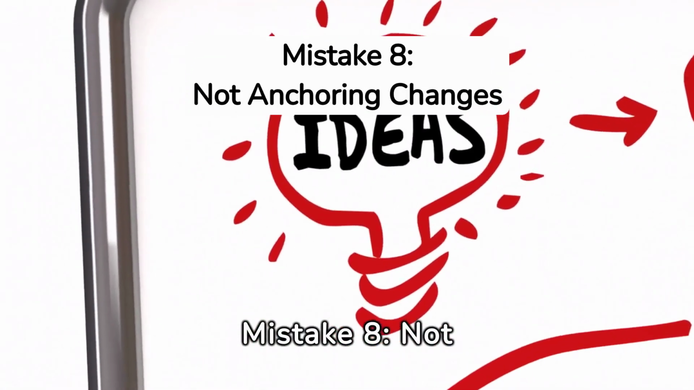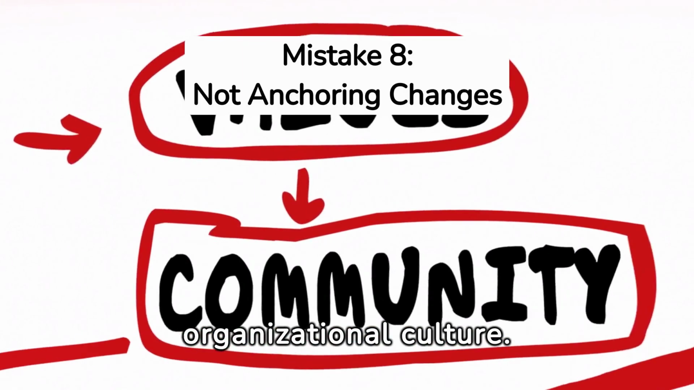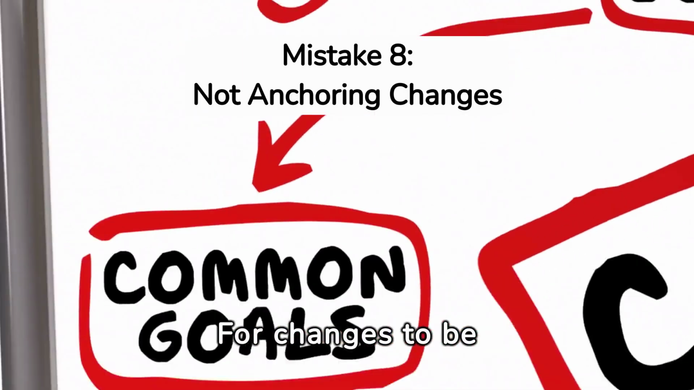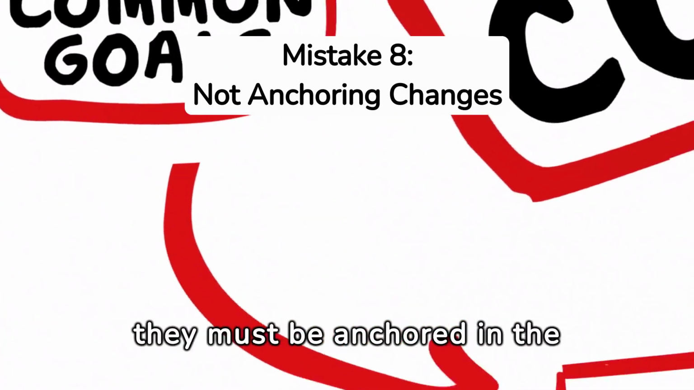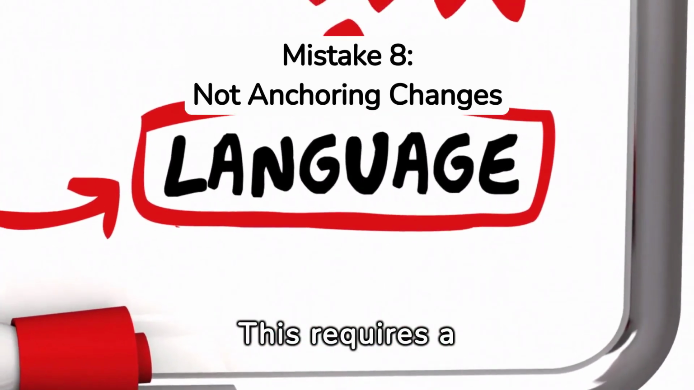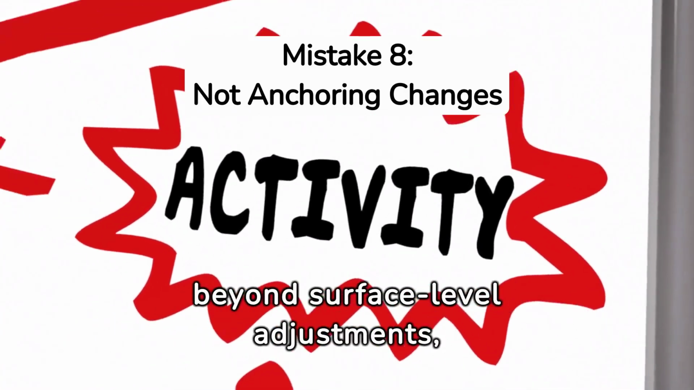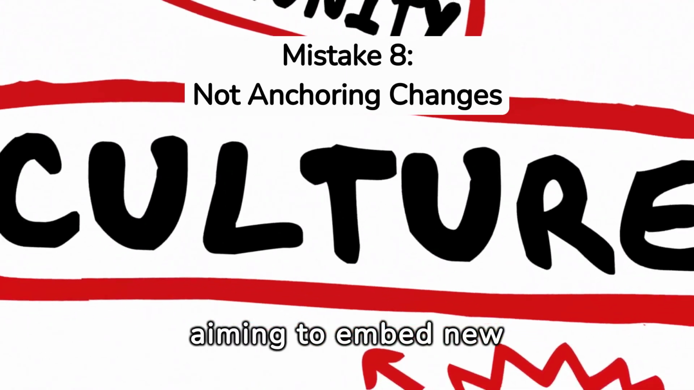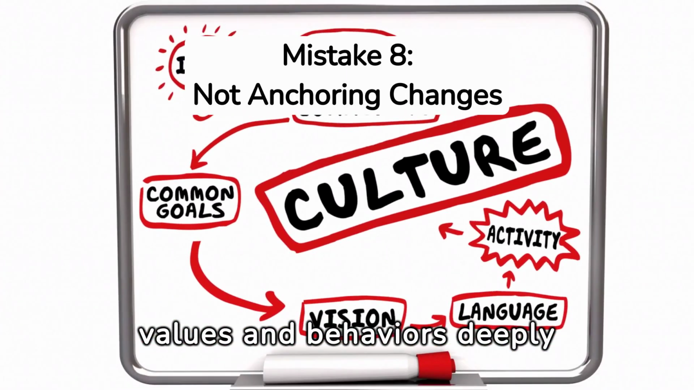Mistake 8. Not anchoring changes in the organizational culture. For changes to be truly effective and lasting, they must be anchored in the organizational culture. This requires a comprehensive approach that goes beyond surface-level adjustments, aiming to embed new values and behaviors deeply within the organization's identity.